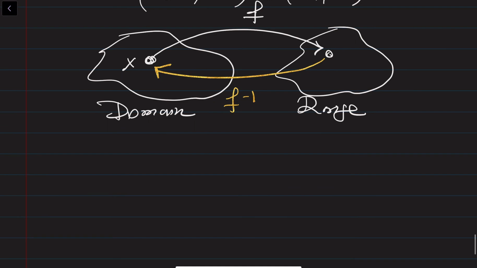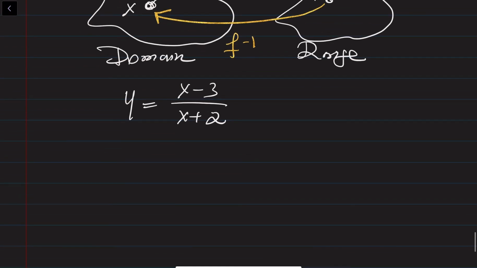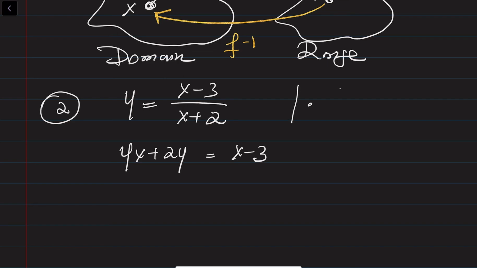So let's do this. y is equal to x minus 3 divided by x plus 2. You need to express the x from here, so we're essentially doing step number 2. I'm going to multiply both parts by x plus 2, so it's going to be yx plus 2y is equal to x minus 3.